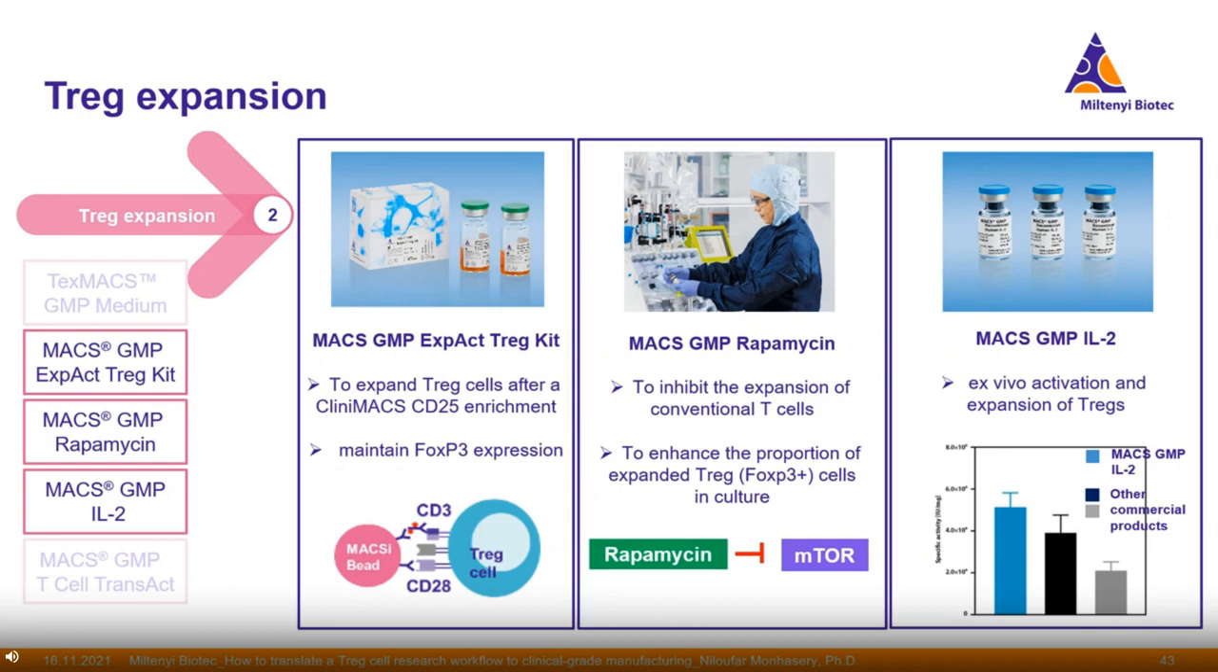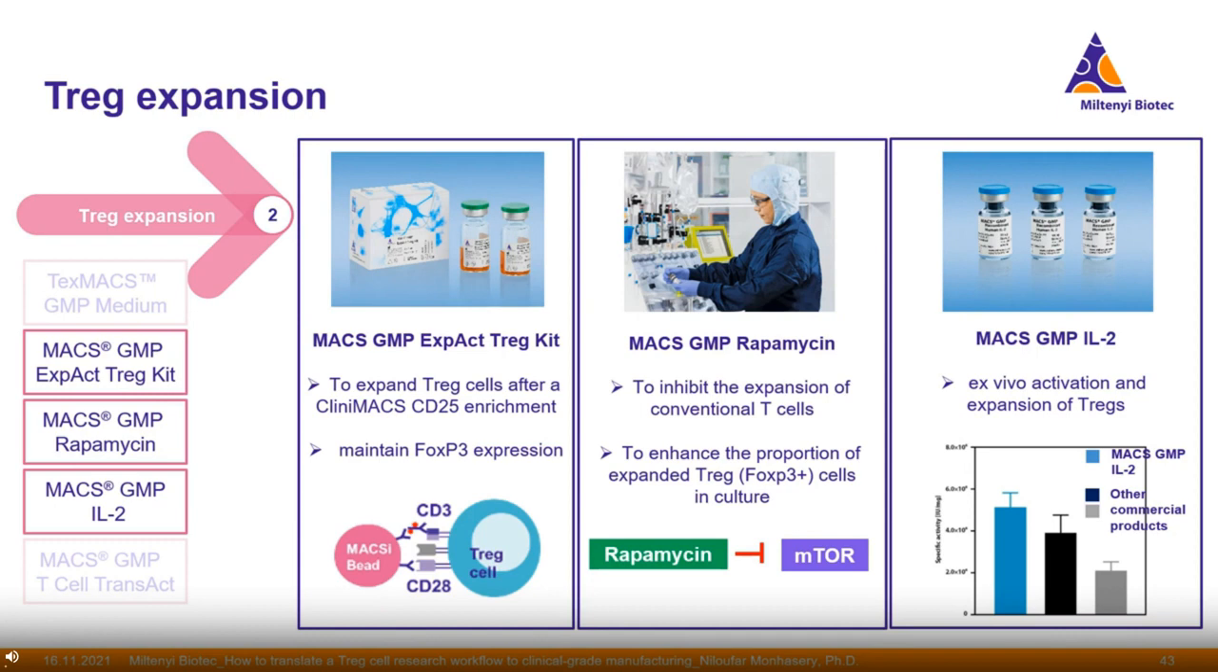Okay, you definitely need 3 more components to reach very good expansion of your Tregs. MACSGMP Expert Treg beads are stimulatory beads that help you to expand your Tregs and maintain FOXP3 expression in your cells. MACSGMP rapamycin is used to inhibit the expansion of conventional T cells and also to enhance the proportion of expanded FOXP3 Tregs in culture. And also MACSGMP IL-2, where you can see the functionality of this MACSGMP grade cytokine compared to other commercial products.